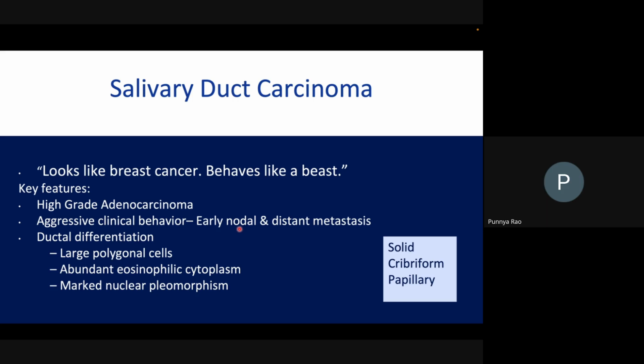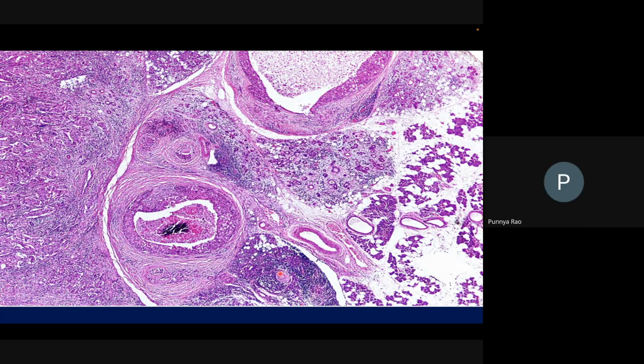There will be early nodal and distant metastasis. You have ductal differentiation. The cells appear like they are large ducts which are undergoing necrosis. So they are lined by large polygonal cells with abundant eosinophilic cytoplasm. So there are various patterns that you can see. You can see solid, cribriform, and papillary. So all our architectural bucket has come here. So it could come in the differential diagnosis of any, but clinically it will be a very high grade tumor.